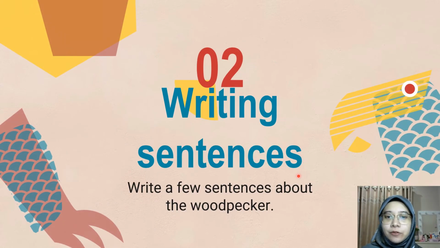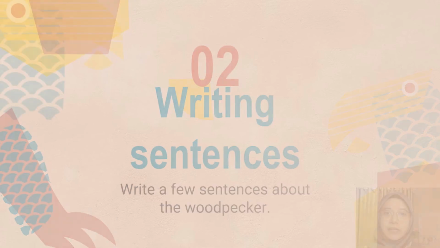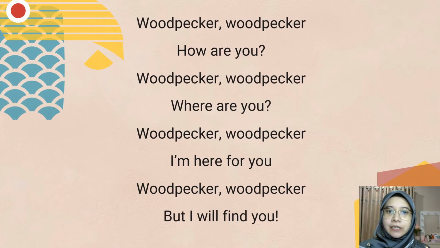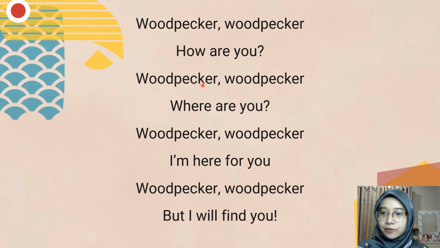Alright, so let's move on to the second exercise. Second activity. Writing sentences. Write a few sentences about the woodpecker. Jom kita tulis beberapa ayat mengenai woodpecker. Alright. So this is my examples of sentences that I wrote. Ini adalah beberapa contoh ayat yang saya buat.